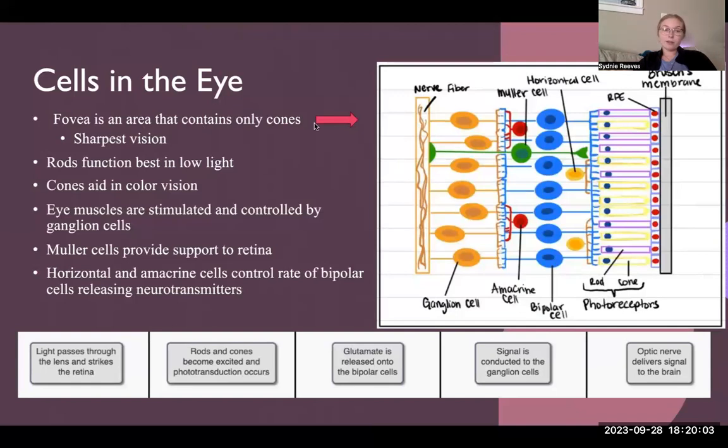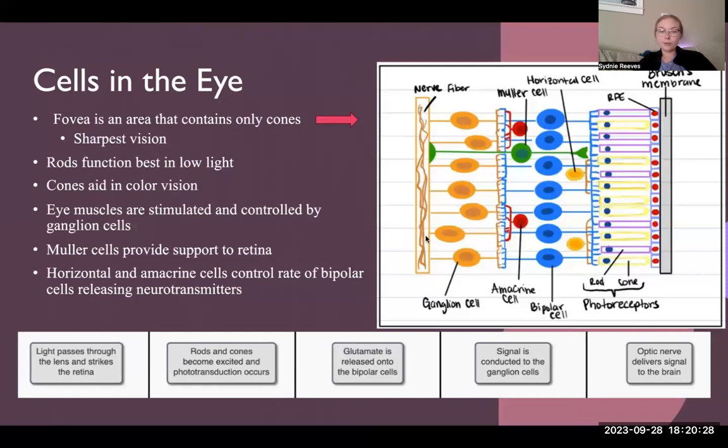So the fovea is an area that contains only cones. Half of this is what the fovea is, and the other half is just a basic cell structure. So you have your cones and rods. Obviously, a lot of people know that. Your rods help give you the best vision in low light, and your cones aid in color vision. So if people are colorblind, they may lack cones.